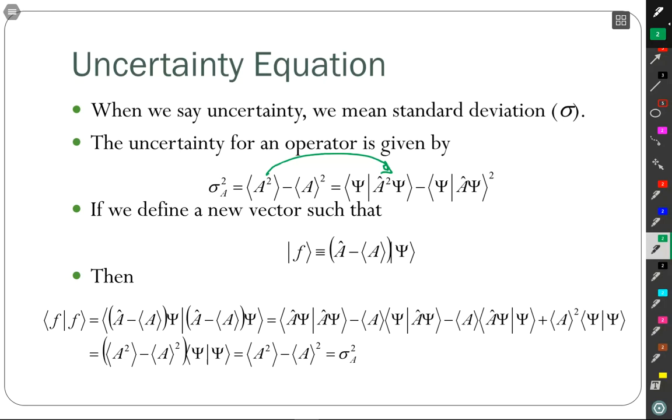So if we define a new vector, and this here is all a long scheme to make it quasi-clear. I say quasi-clear because it's got a lot of stuff right now. So if we define a new vector f that is equal to the A operator minus the expectation value of A acting on psi, that's fine. Expectation value, that's just a number when you get down to it. So an operator minus a number is certainly a valid operator.